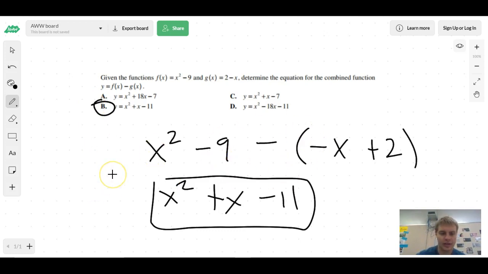Be very careful on your signs. Something that you can do that I think is a little bit easier sometimes is just distribute through that minus sign to all the numbers in here, and then it really shows you what the true signs of those things are. Let's try the next one.